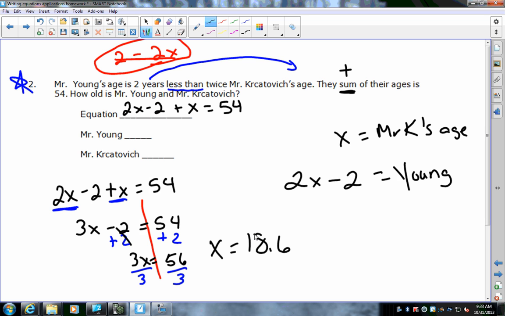All right, well, we can still do that. I guess Mr. K is 18.6 years old. Okay? So Mr. Young is 2 times 18.6 minus 2. I mean, you can be 0.6 of a year old. We just don't tell people, well, unless you're a baby, when we say you're only 6 months old or 3 months old or whatever. All right, so what's 2 times 18.6?